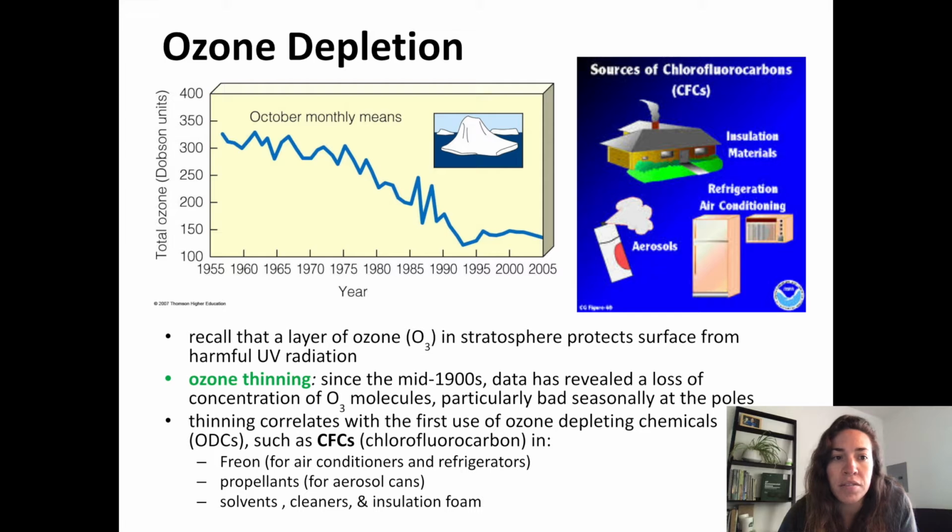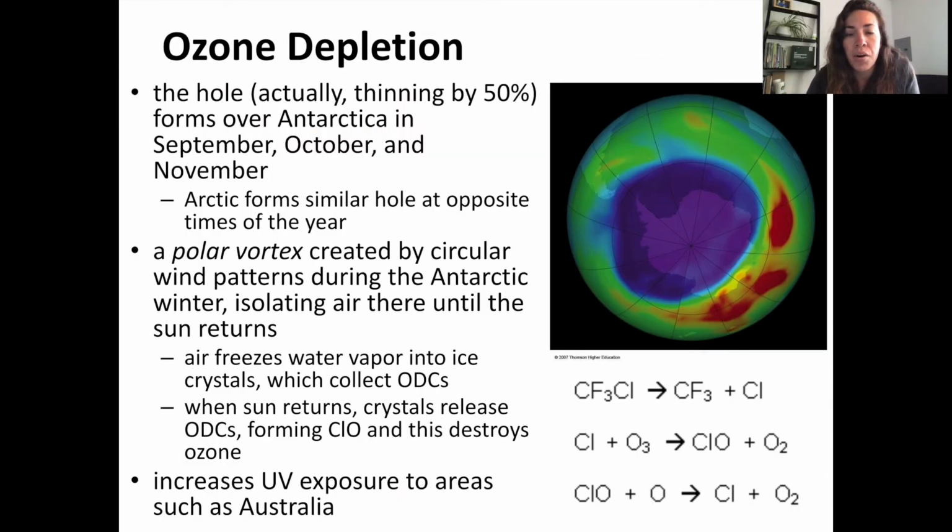And we typically refer to the amount of ozone in a unit called Dobson units. And so the lower the Dobson unit, the less ozone we see in our atmosphere. The hole, which is really not a hole, but rather a thinning of the layer, forms in Antarctica. And we tend to see it more in the fall months or the early winter months. And at the opposite time of year, you would see a similar thinning of atmospheric ozone in the Arctic.